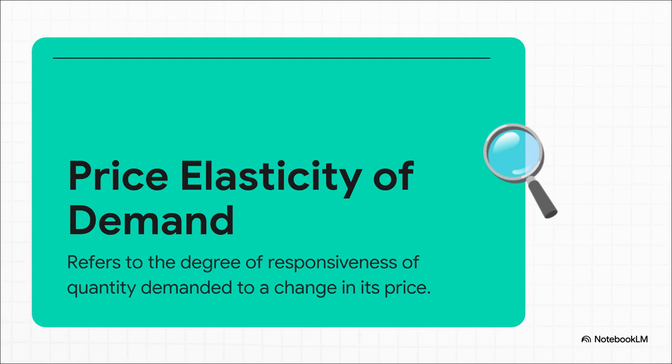Think of it like this. If the price of a critical medicine doubles, most people will still have to buy it. That demand is not very responsive. We call that inelastic. But if the price of your favorite brand of soda doubles, you'll probably just switch to a different one. That demand is very responsive, or elastic.